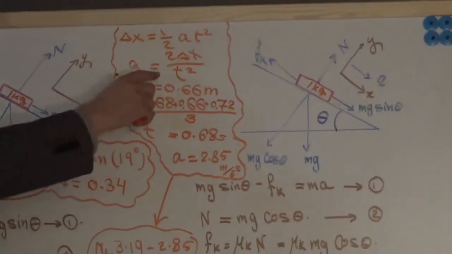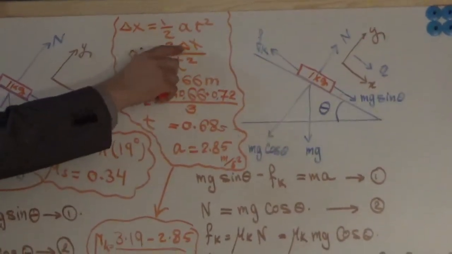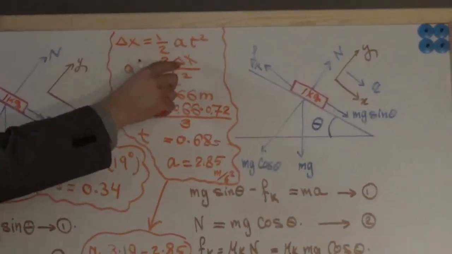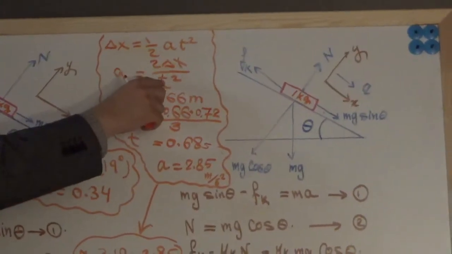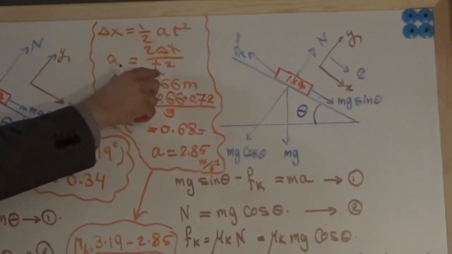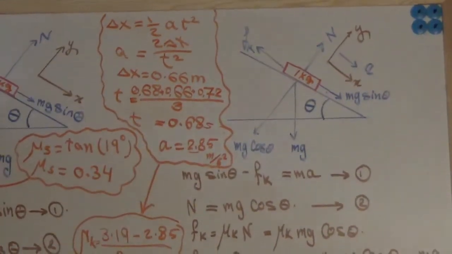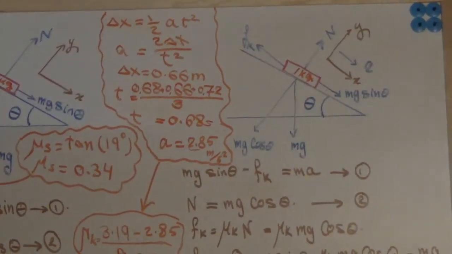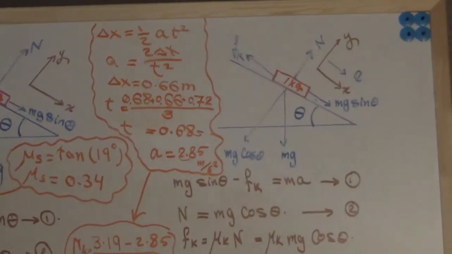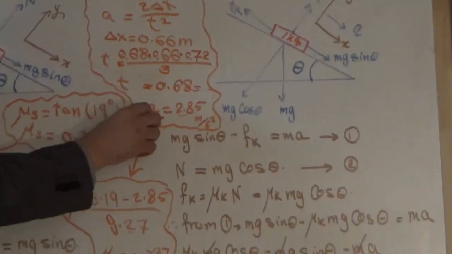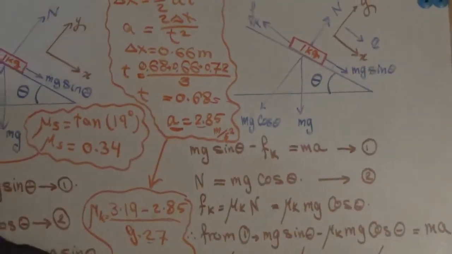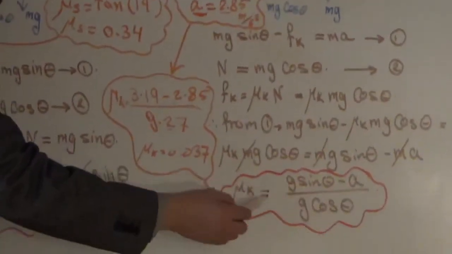When we go back to this equation, 2 times 0.66 meters divided by 0.68 seconds squared, that will give me this acceleration, which is 2.85 meters per second squared. So now we know the acceleration. We can go to this equation now, right here.